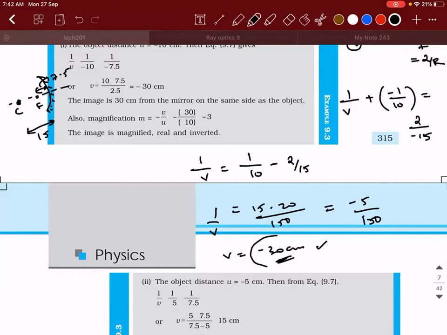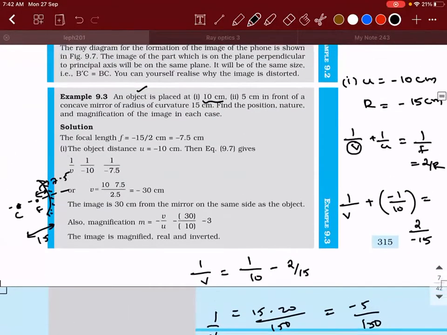So with respect to a mirror, what do you mean by real image? With respect to a mirror, the real image means the image and the object are on the same side. If they are on the opposite side, it will be called a virtual image. So when you take 5 centimeter, think logically, right? Where is the object placed? Between F and P. So when you place the object between F and P, where will the image be formed?